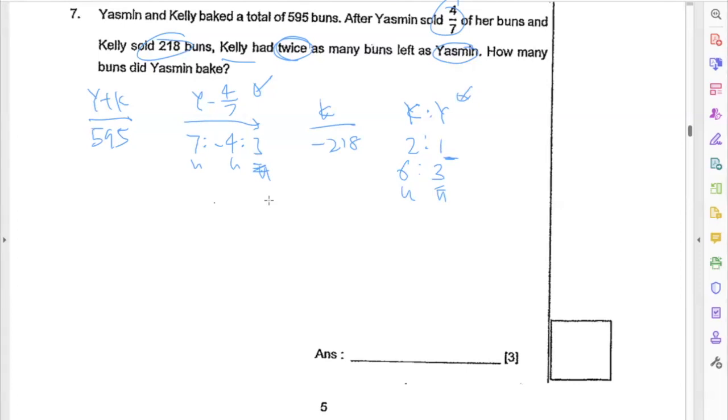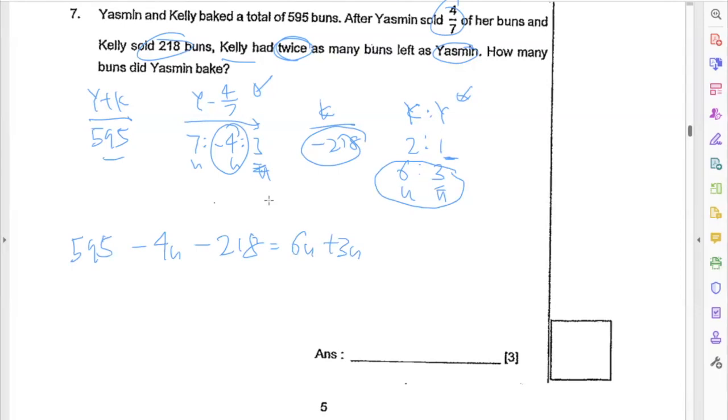Okay. So on the left, you start out with 595 buns. And Yasmin sold 4 units of the buns, so minus 4 units. And Kelly sold 218, so minus 218. And finally, they end up with 6 units and 3 units. So altogether, 6 units for Kelly, 3 units for Yasmin. So we completed the statement. Let's finish up the statement.